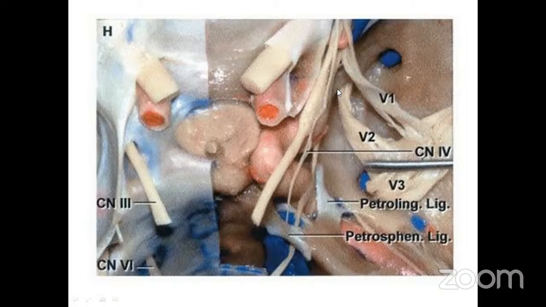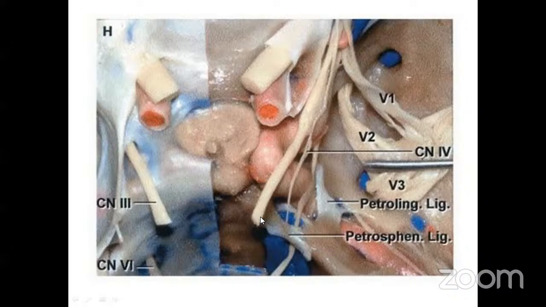We can see V2 going here in the foramen rotundum. We can see V3 going here in the mandibular division. In the previous dissection, this nerve was lying something like this. So we have just retracted the 3 segments of the trigeminal nerve to appreciate the anatomy, the structures here.